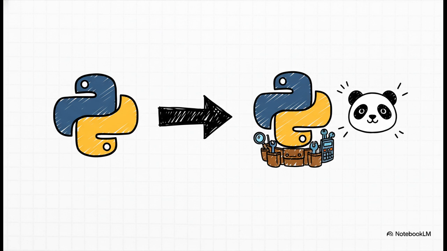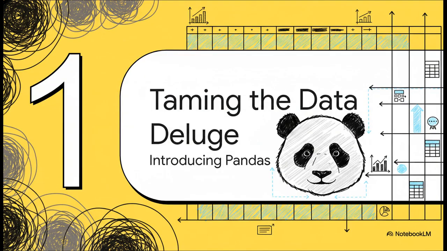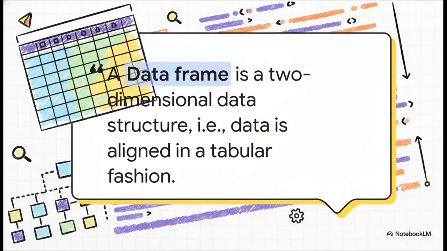You can think of Pandas as this specialized toolkit that plugs right into Python and turns it into an absolute beast for data analysis. Okay, so how does it actually work its magic? Let's dive in and see how Pandas manages to tame all that chaos. Yeah, this quote really nails it.